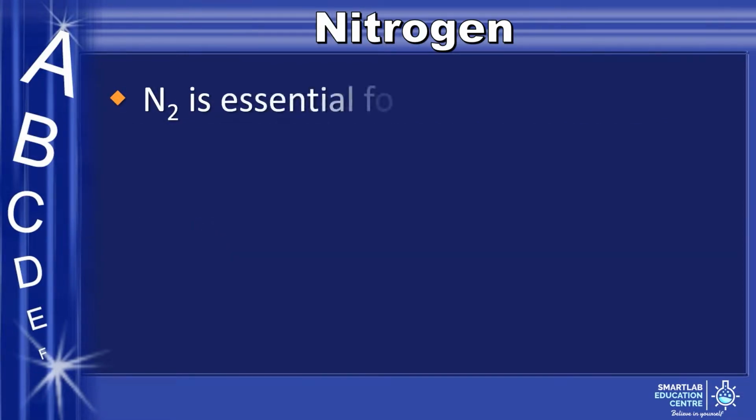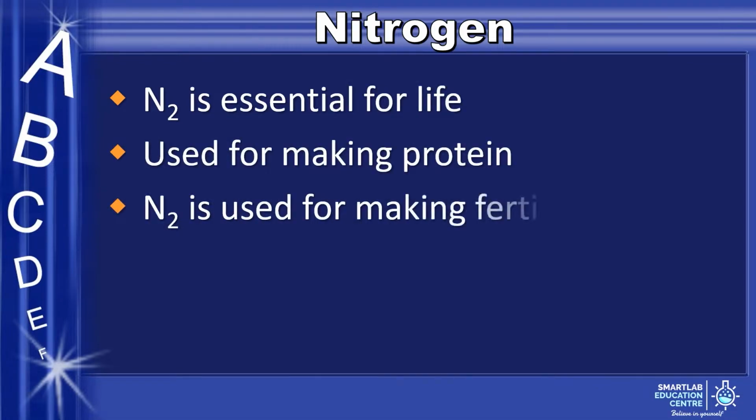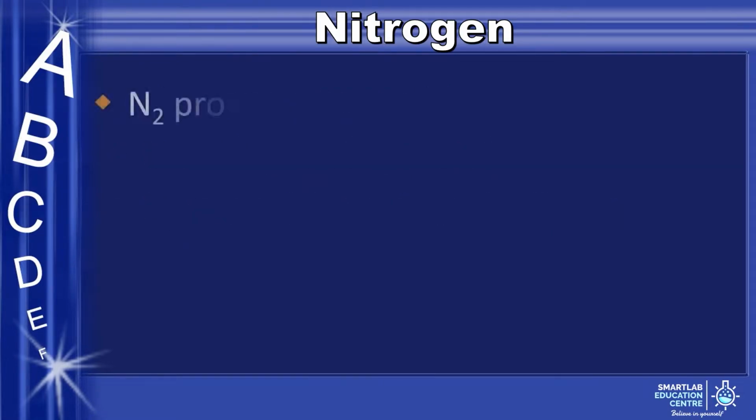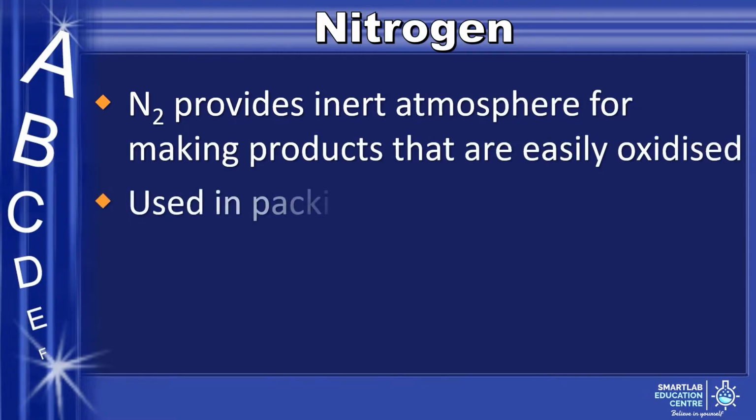Nitrogen is essential for life, as it is used in the making of protein, and is also used for making fertilizers. Nitrogen provides an inert atmosphere for making products that are easily oxidized and is also used in the packing of food.